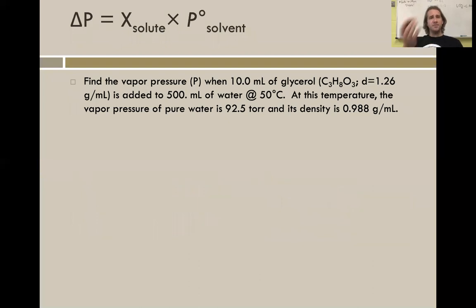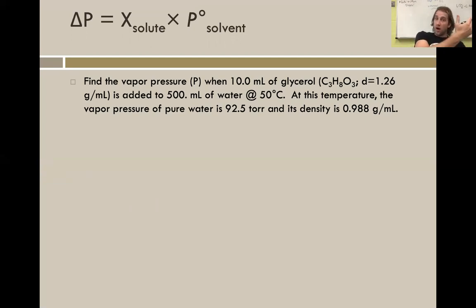Cool. So let's take a look at an example and the math here. The formula at the top is pretty straightforward. The change in pressure is equal to X solute times P naught of the solvent. Remember that X is our mole fraction. We have to find moles of everything in the solution. We take the moles of the solute divided by the total moles in the solution, and then multiply that by the original pressure of our solvent, whatever we would normally have seen for the pressure of that solution, usually water. Multiply it by the fraction, and that tells us how much the pressure is going to change.